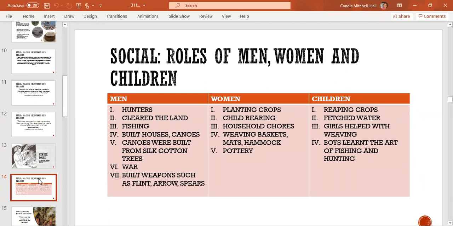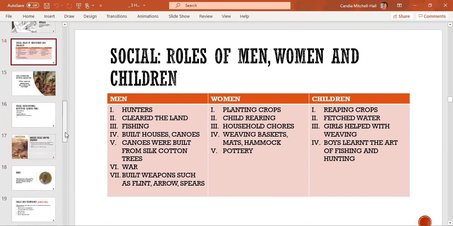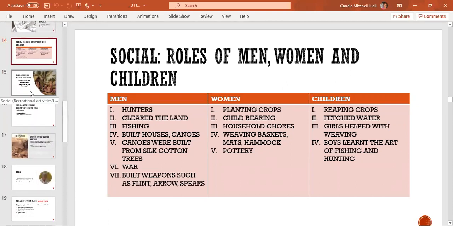Children, same thing, reaping crops, fetching water. The girls helped with the different chores in the house while the boys learned the art of fighting and hunting and also to go to war. All right? So these were some of their gender practices.